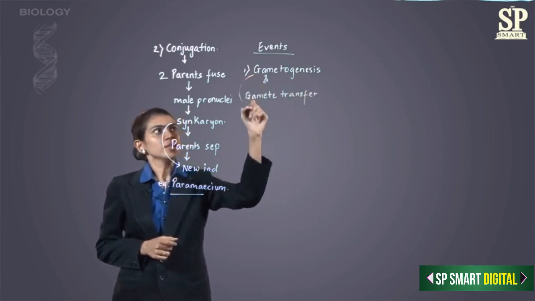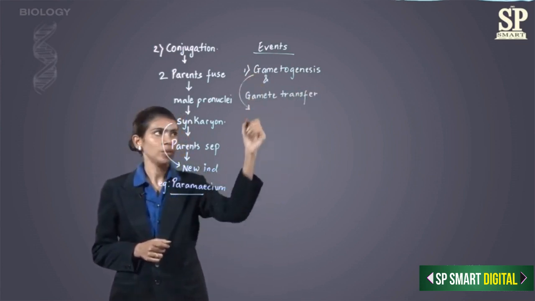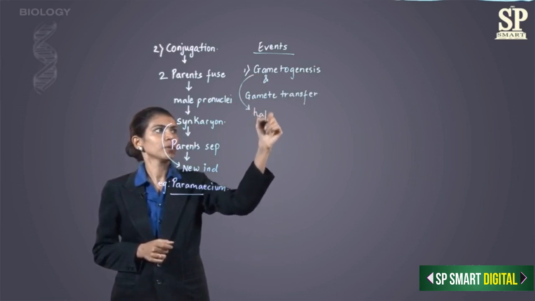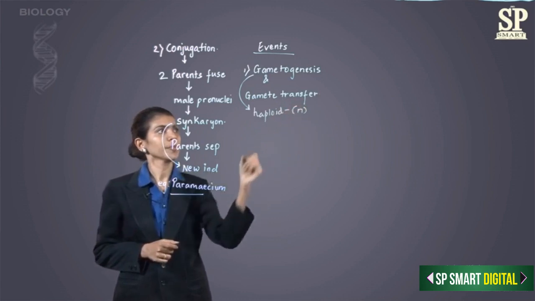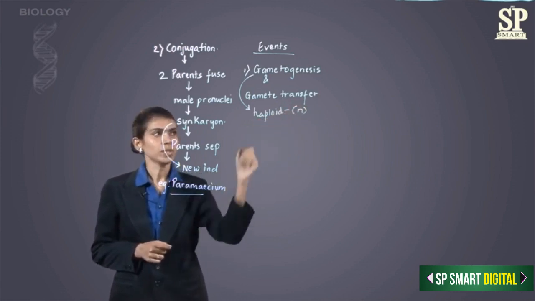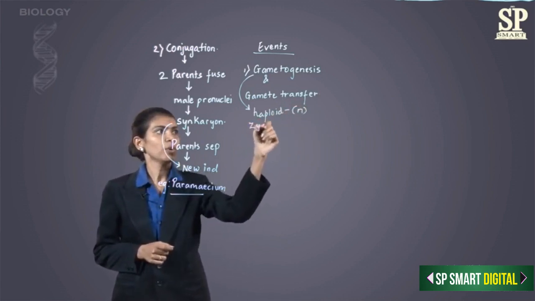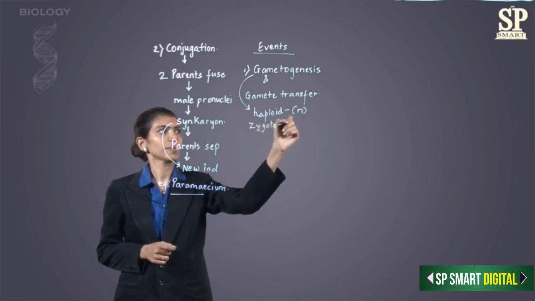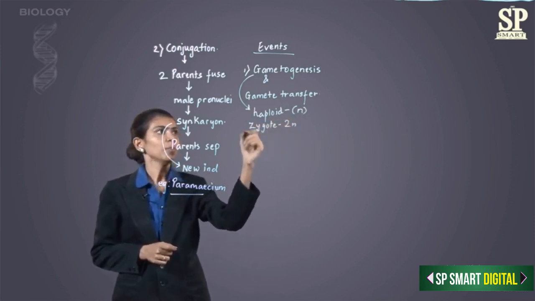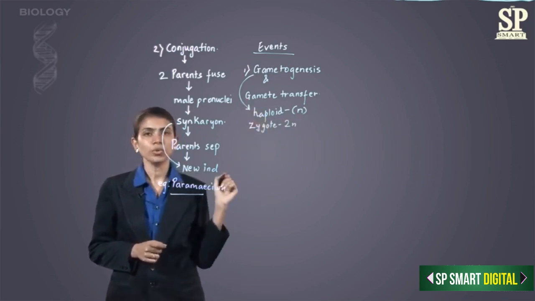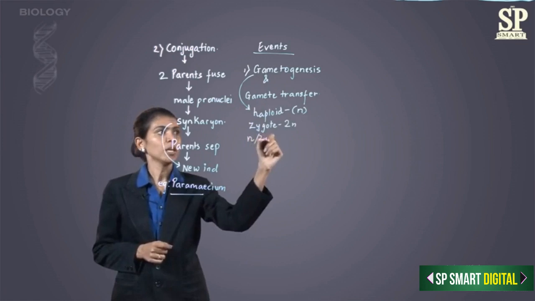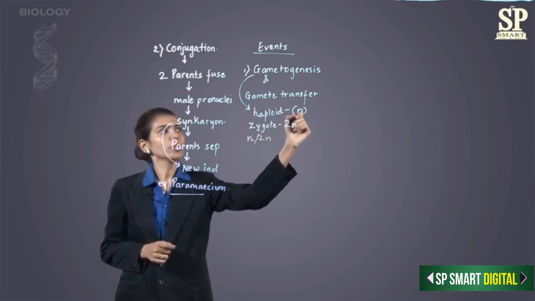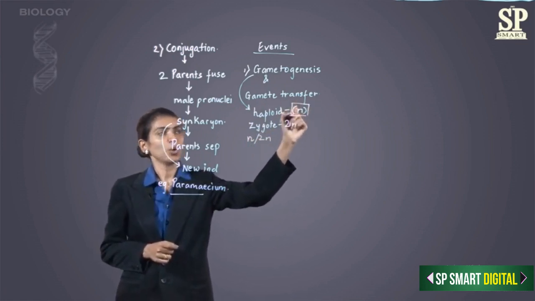In gametogenesis, haploid gametes are being formed. So the gametes which are being formed are haploid. Once the gametes fuse, the zygote which will be formed will always be diploid. This we will see in the next step. Before that, the cells which go on to form the gamete are either haploid or diploid, but the gamete which will be formed will always be haploid.